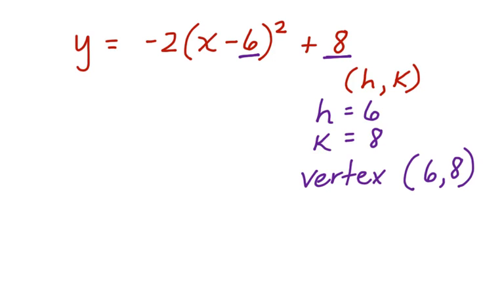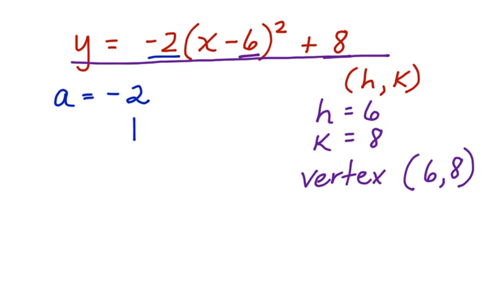Now, if you look at this equation in vertex form, can you tell me whether or not the parabola opens up or opens down? Well, the a value is going to determine that. And in this case, the a is negative. The a equals negative 2. When the leading coefficient is negative, the parabola opens down. So we can say that the vertex is going to be at the maximum point, meaning that when you graph this parabola, it's going to be here with the vertex at 6, 8.